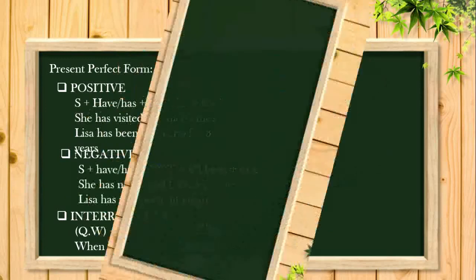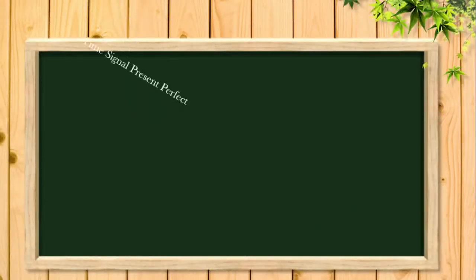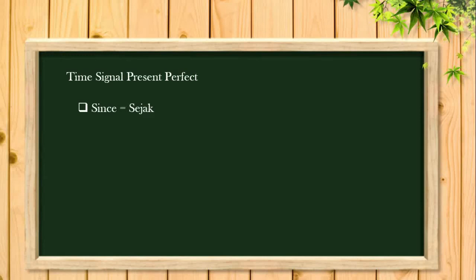Oke, nah, what are the time signal for present perfect? Yang menjadi time signal untuk present perfect itulah kata since. Since artinya sejak, kemudian ada lagi for, yaitu artinya selama. Oke, for. Okay, so that is the explanation, the using of past tense and present perfect.